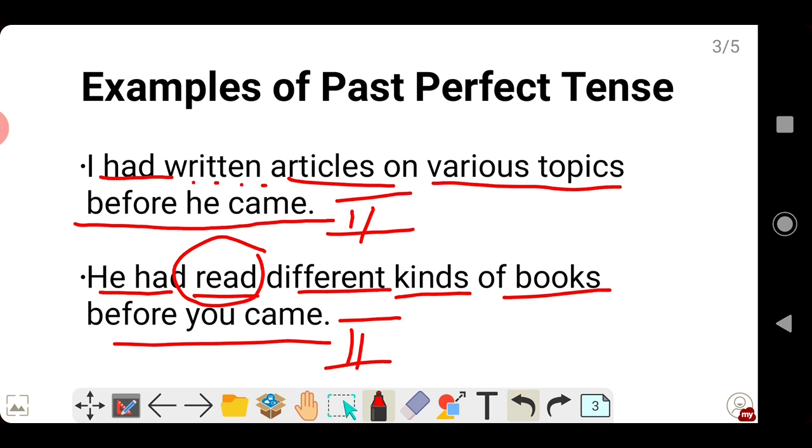He had read, she had read, not has but had actually, because we always use had. The auxiliary verb is common here, whatever the subject is. He had read different kinds of books before you came. I think you got my point.